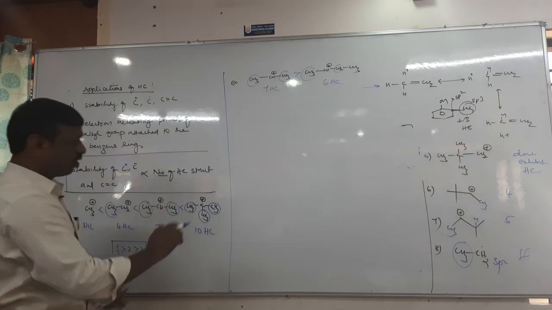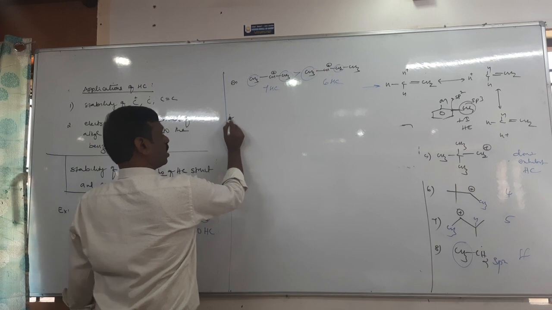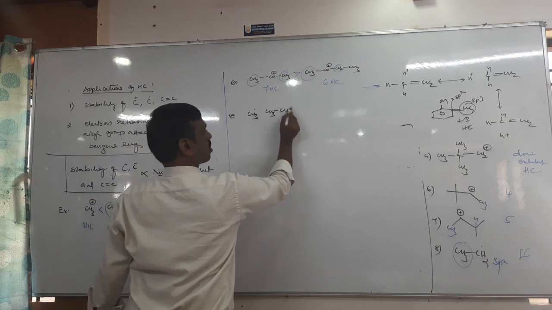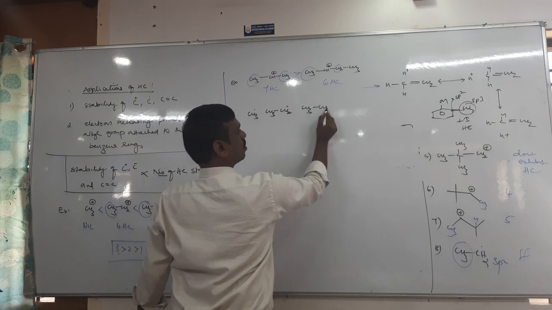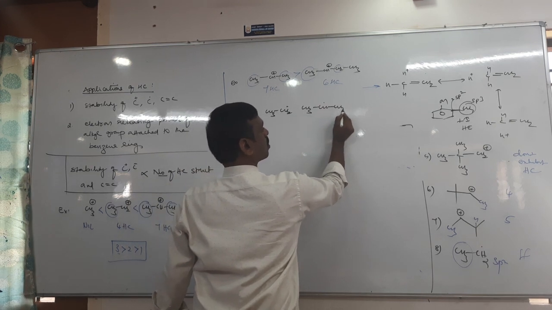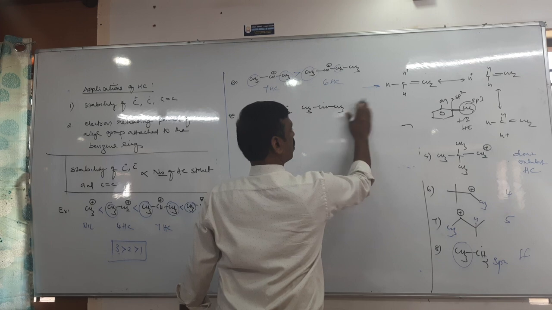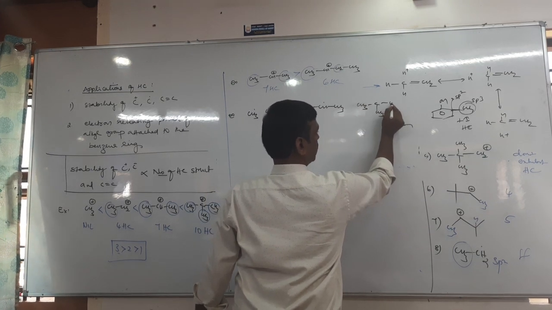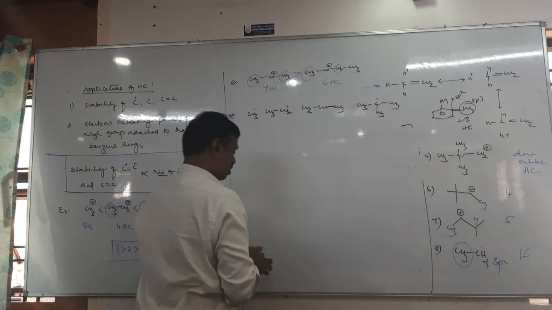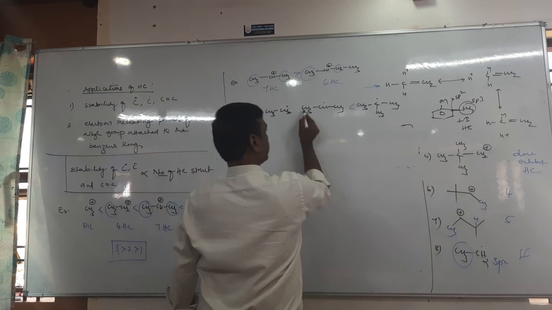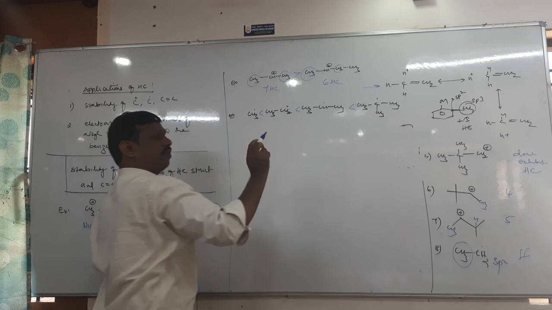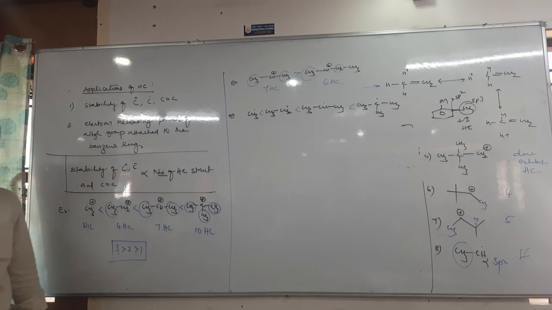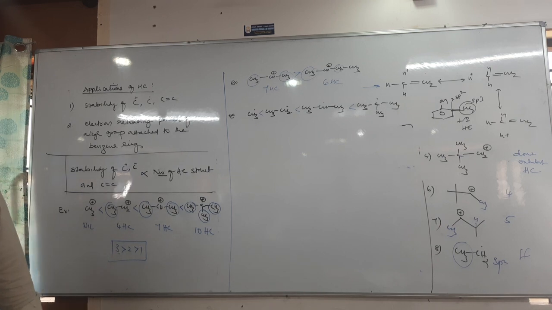Similarly, free radicals also. I'll write one example. Tell me quickly: methyl radical, ethyl radical, isopropyl, tertiary butyl. Which is most stable? Tertiary, then secondary, then primary, then methyl radical. That is, the stability of free radicals is exactly similar to the stability of carbocations.